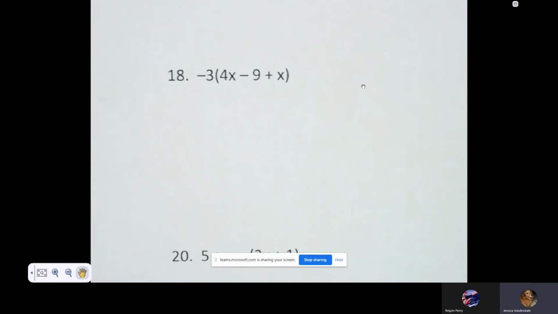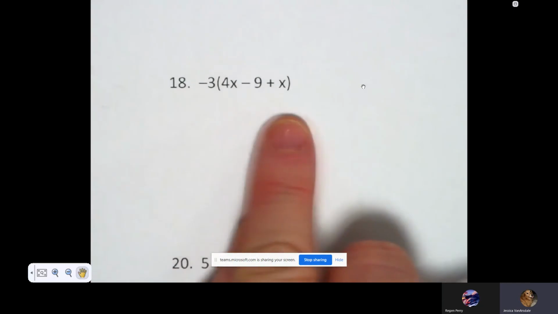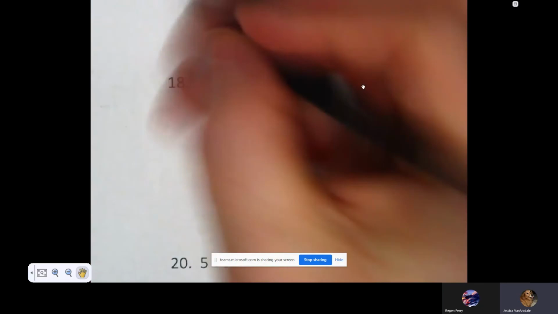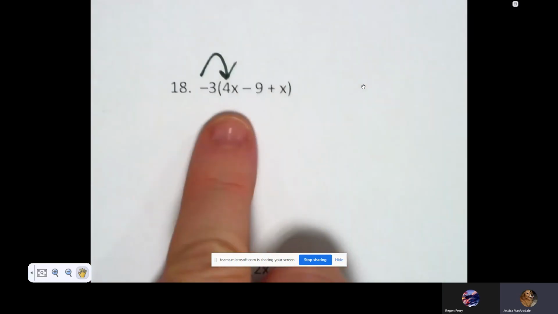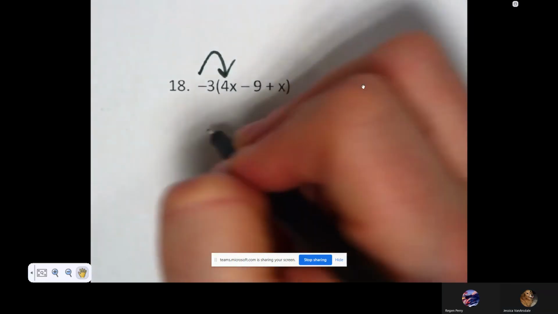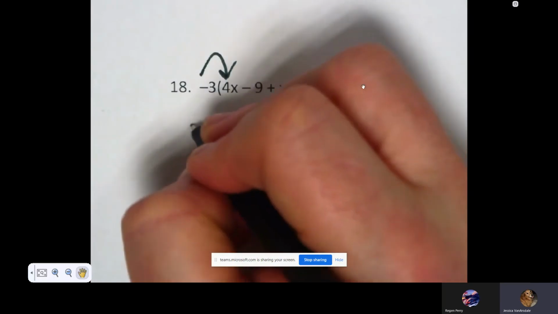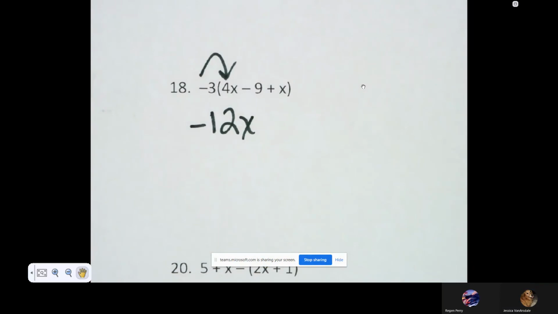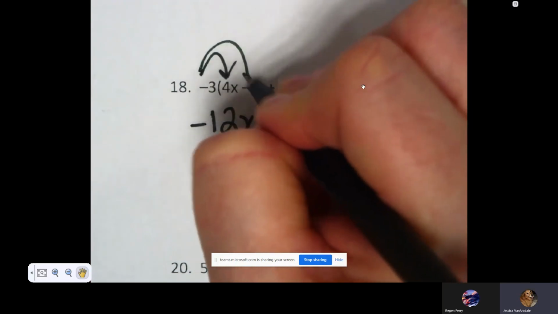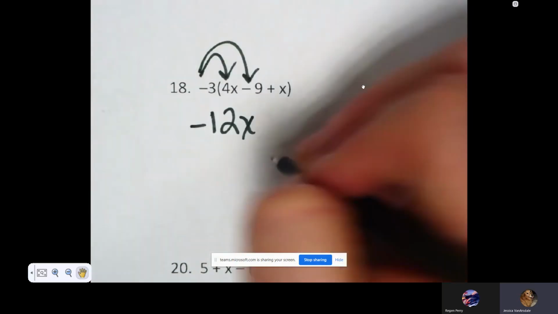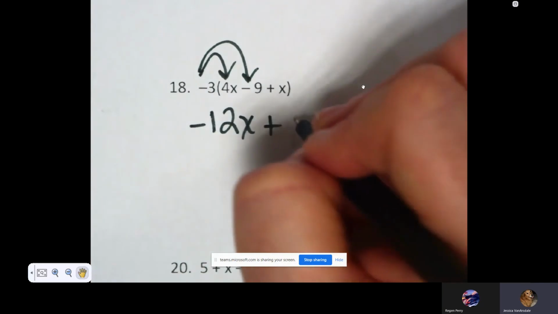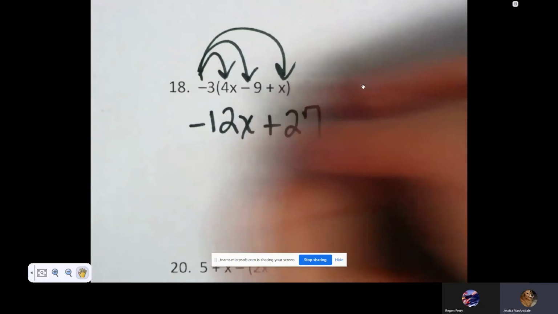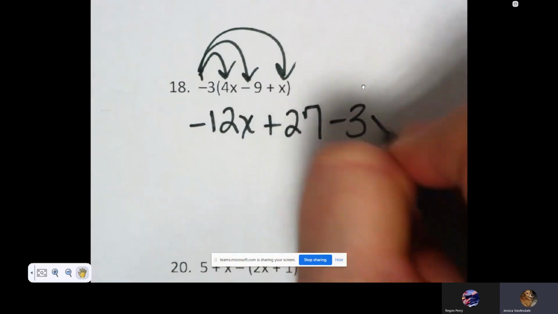We're almost done. 18. We've got 3 terms. We're going to do 2 things. We're going to distribute, then we're going to combine like terms. So the first thing we're going to distribute is -3 times +4. A negative times a positive is going to give you a negative. So that's -12x. Then we're going to multiply -3 times -9. 2 negatives gives you a positive. 9 times 3 is what? 27. And then -3 times +1 would be -3x.